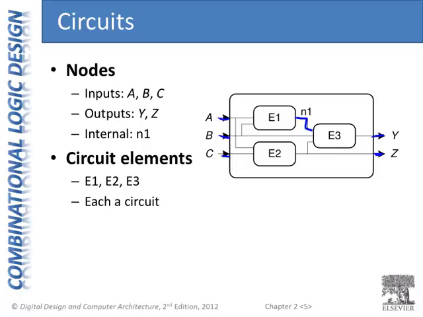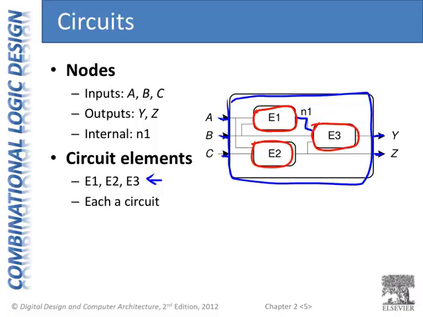Each circuit can also be composed of additional circuit elements. In this case, this higher level circuit is composed of submodules or subcircuits, element 1, element 2, and element 3. Each of those is in itself a circuit as well. For example, E1 has interfaces, A and B are its inputs, and N1 is its output. This is another example of the design principle of hierarchy, where we have some system, in this case a circuit, composed of submodules or subcircuits.